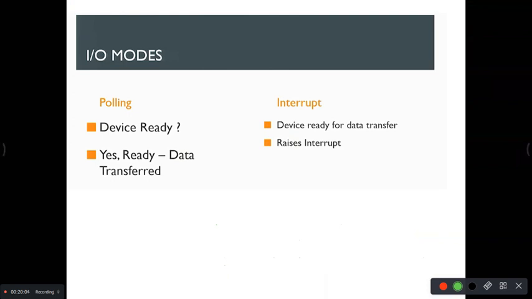Okay, now there are two types of transferring the data. I can give many examples about this. One is polling, another one is interrupt.